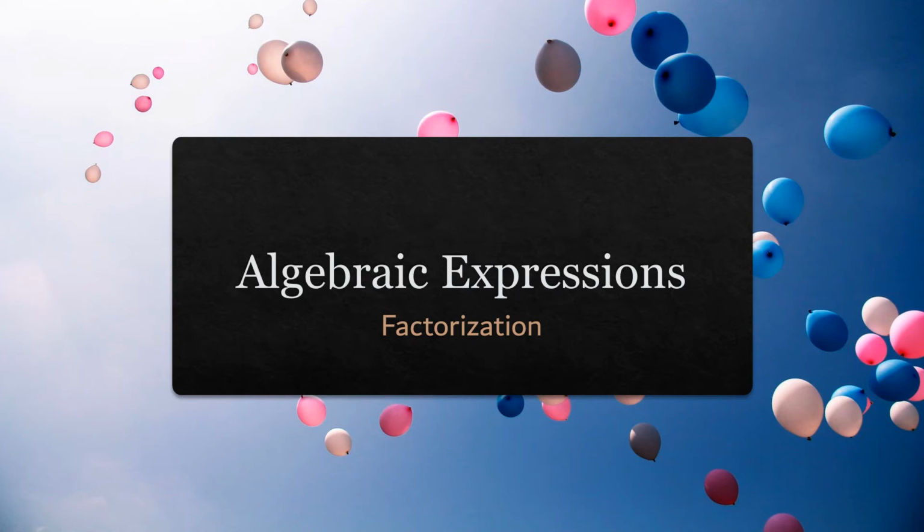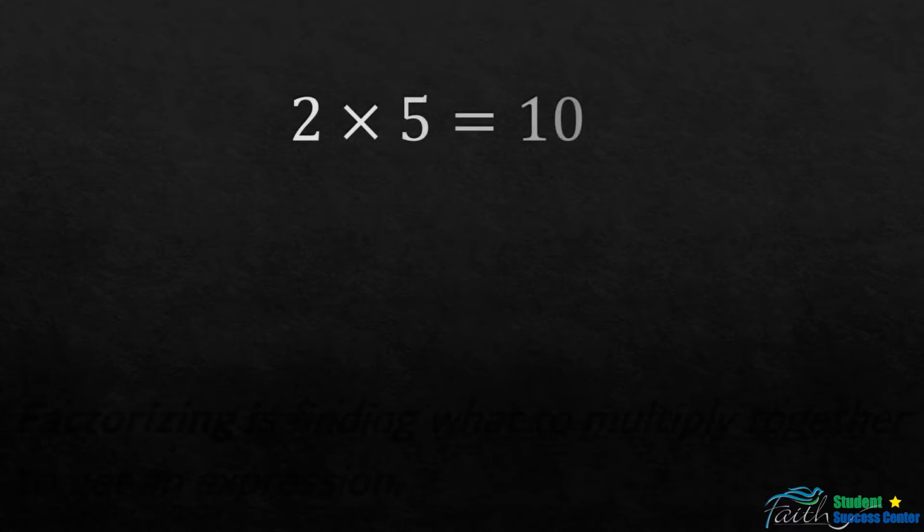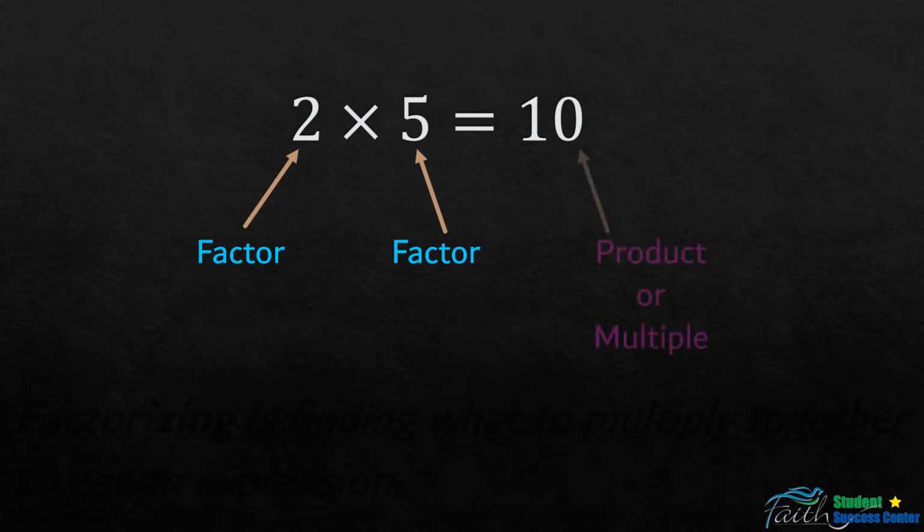In today's video, we'll be focusing on algebraic expressions, factorization. Numbers have factors. For example, 2 times 5 is equal to 10. We know that 2 and 5 are factors of 10. The answer that we get when we are multiplying two factors is called a product or a multiple.